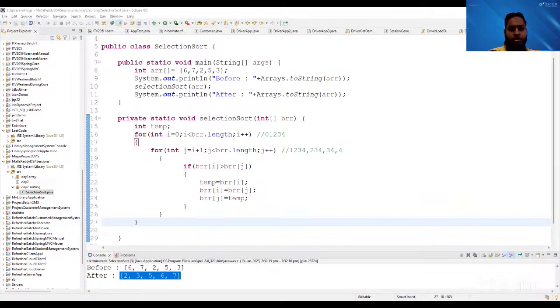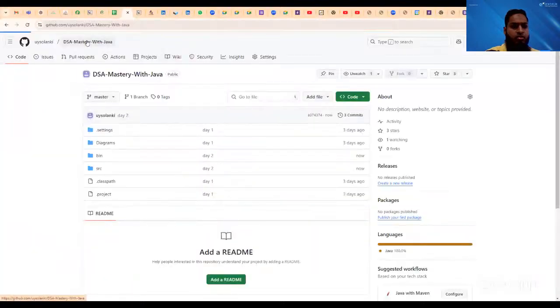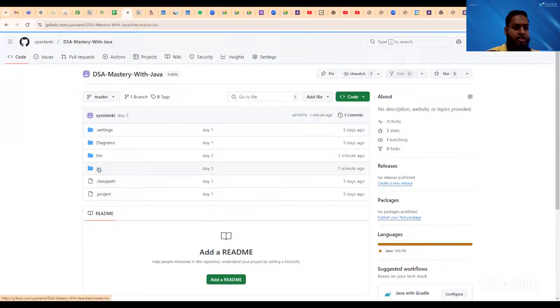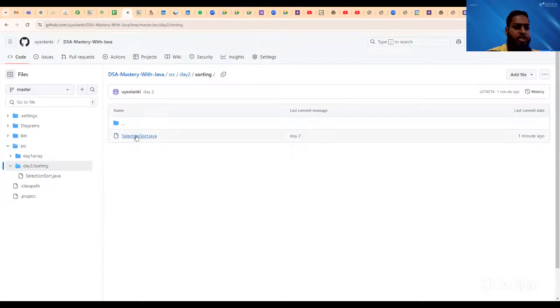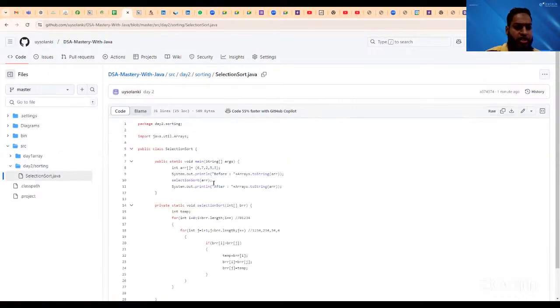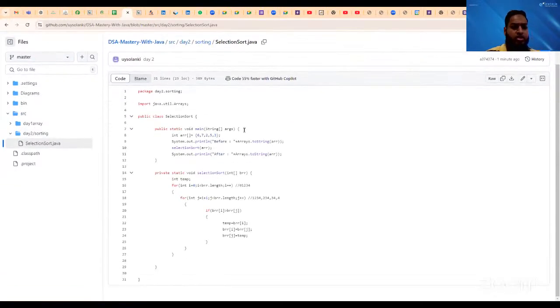I've shared the GitHub link, refresh the GitHub link. If you go to the GitHub link, this is the GitHub DSA Mastery with Java. Go to SRC and you'll see a package over here, day 2 sorting, and you can go over there and you will get sorting.java and the code will show over here. So even if I do not share my screen, you can still continue practicing your programming.